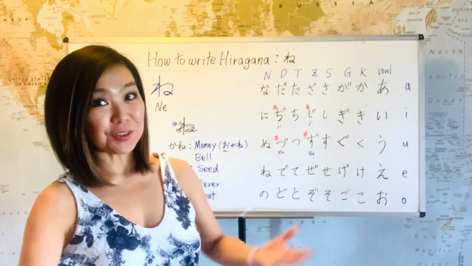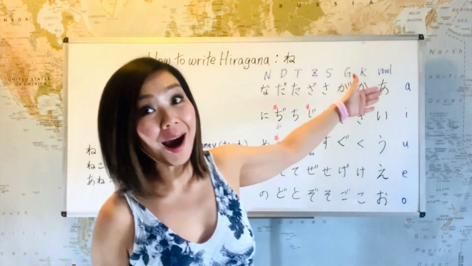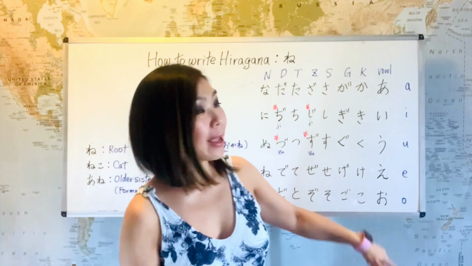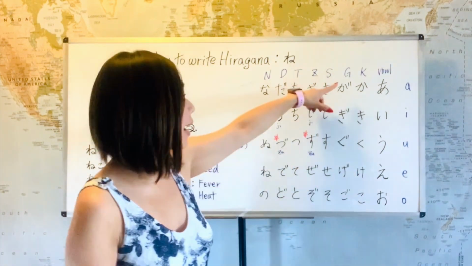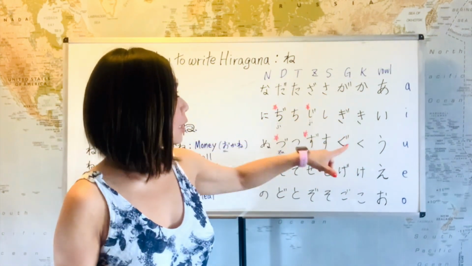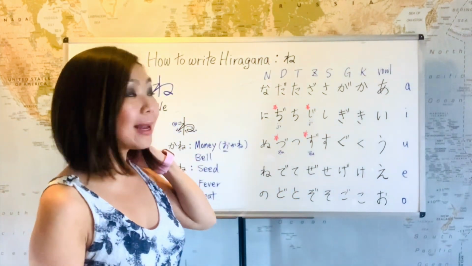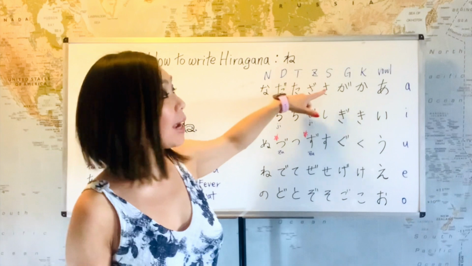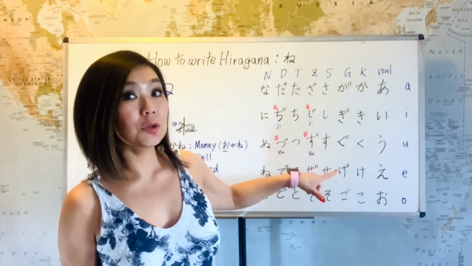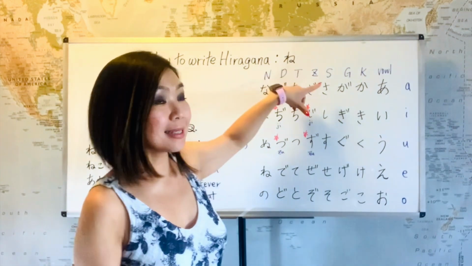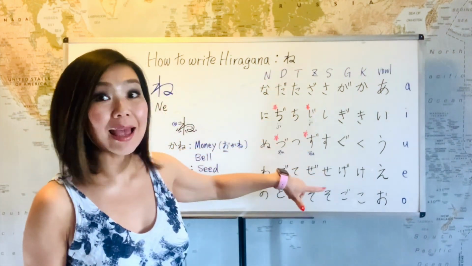But let's review first. So we started from the vowel line, right? A, I, U, E, O, and we moved on to K line. That's ka, ki, ku, ke, ko. And then if you put 2 dots on the K line, that would become G line, right? Ga, gi, gu, ge, go. And then we moved on to S line. Sa, shi, su, se, so.